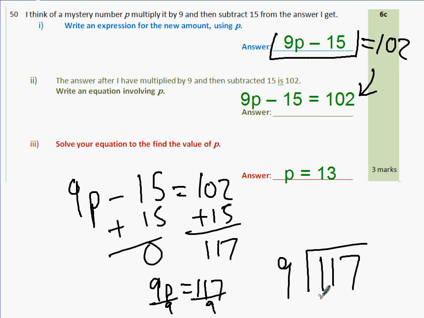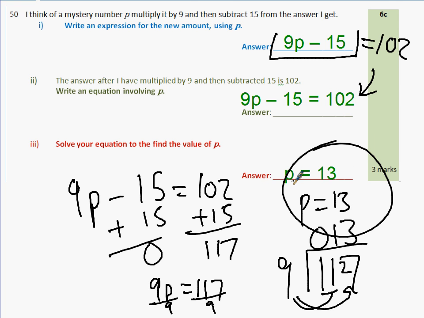117 divided by 9. 9 into 1 doesn't go. 9 into 11 goes once, remainder 2. 9 into 27 goes 3 times. So p must be 13. p equals 13.